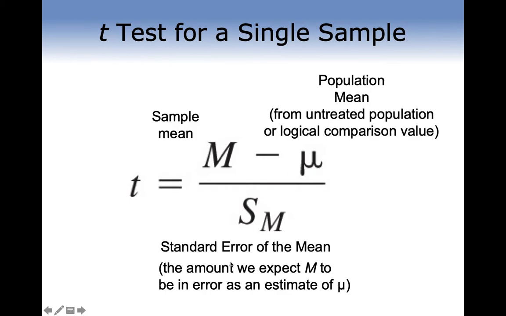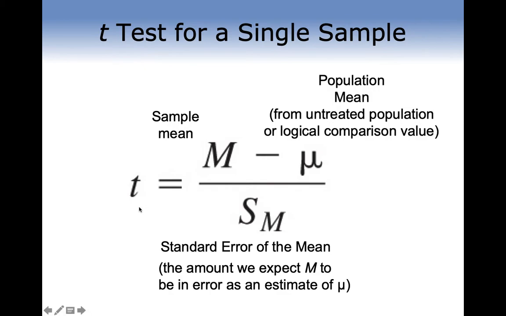The standard error of the mean goes back to that sampling distribution. It's the standard deviation of that sampling distribution, but ultimately this is the amount that we expect any sample mean to be in error as an estimate of mu. Or another way of phrasing it is, for any sample mean that we randomly sample, about how much do we expect it to differ from the population mean. So what our t does is it looks at the actual difference that we got between our sample mean and the population mean relative to how much of a difference we expected just due to randomness.